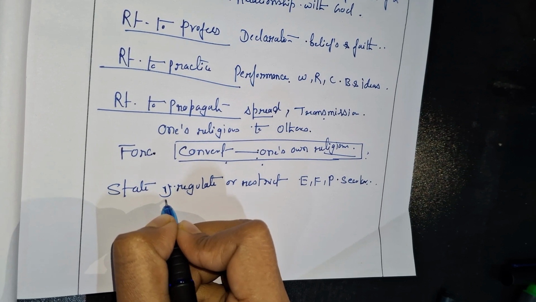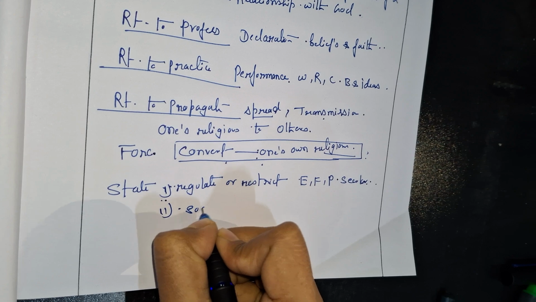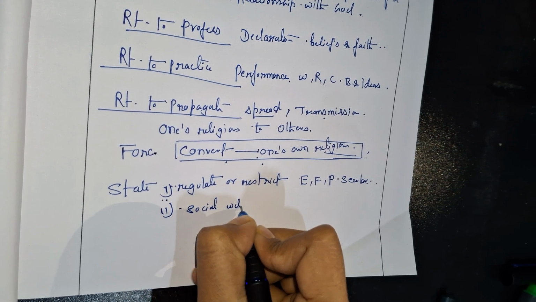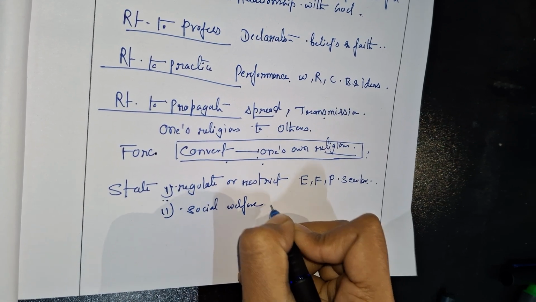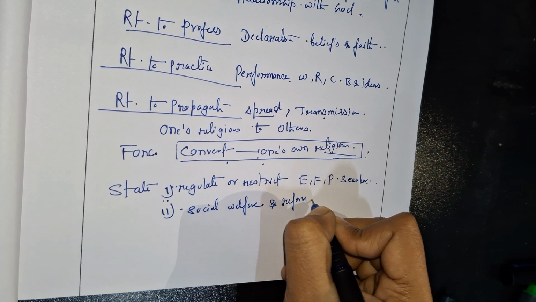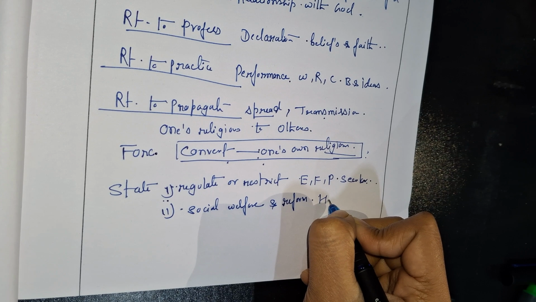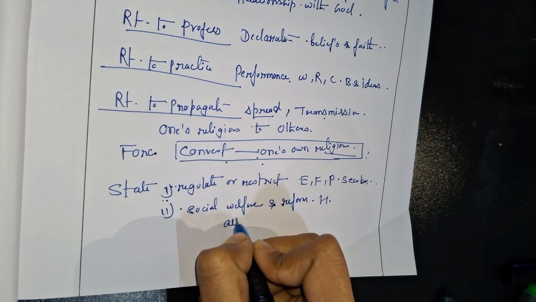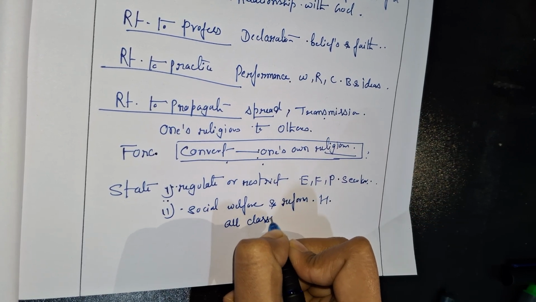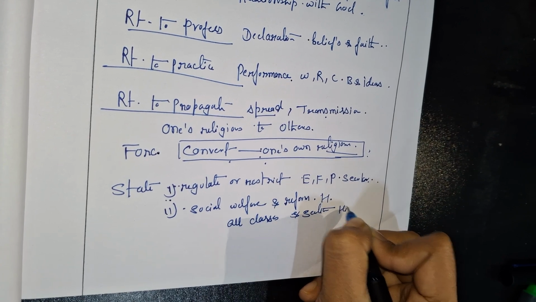And state is permitted to provide social welfare and reform, or throw open Hindu religious institutions of public character to all classes and sections of Hindus.